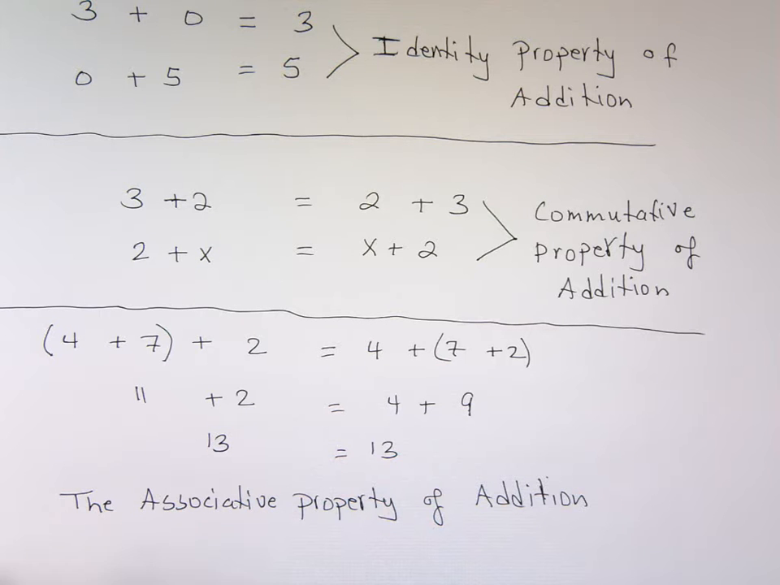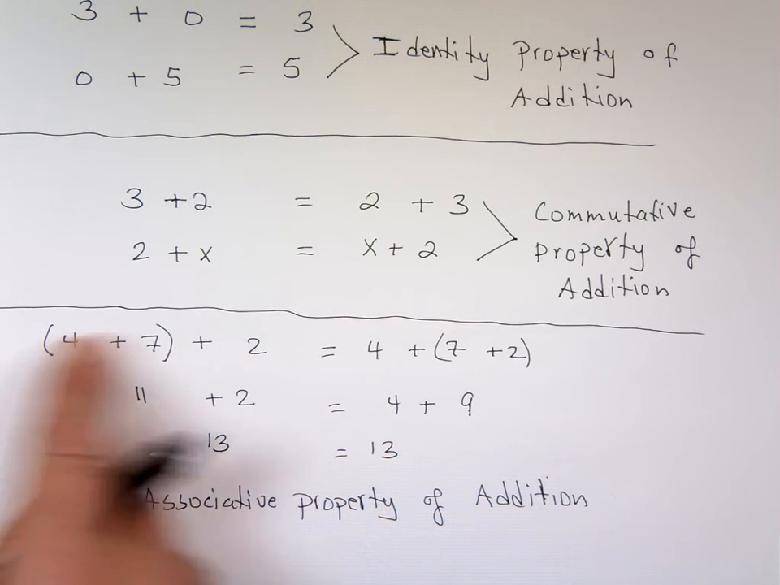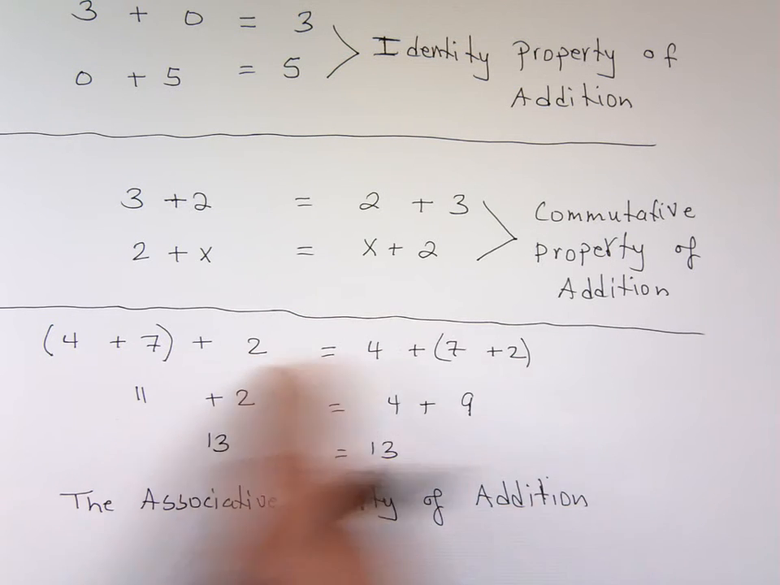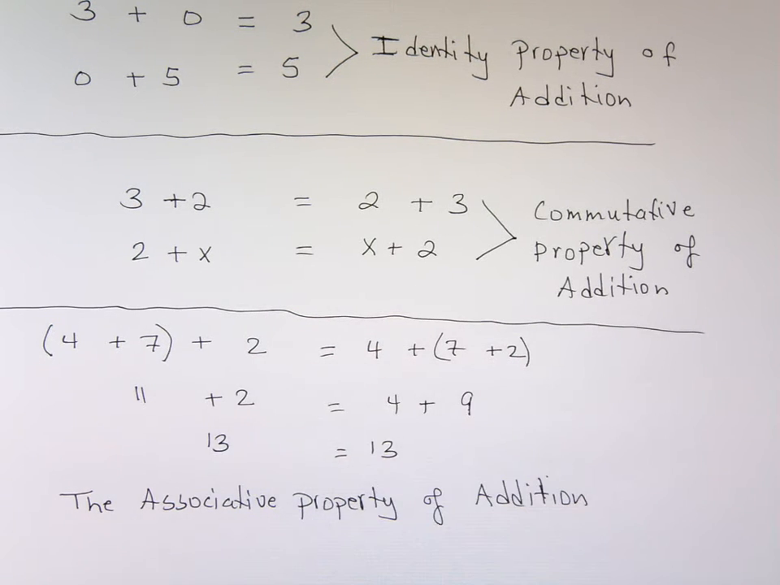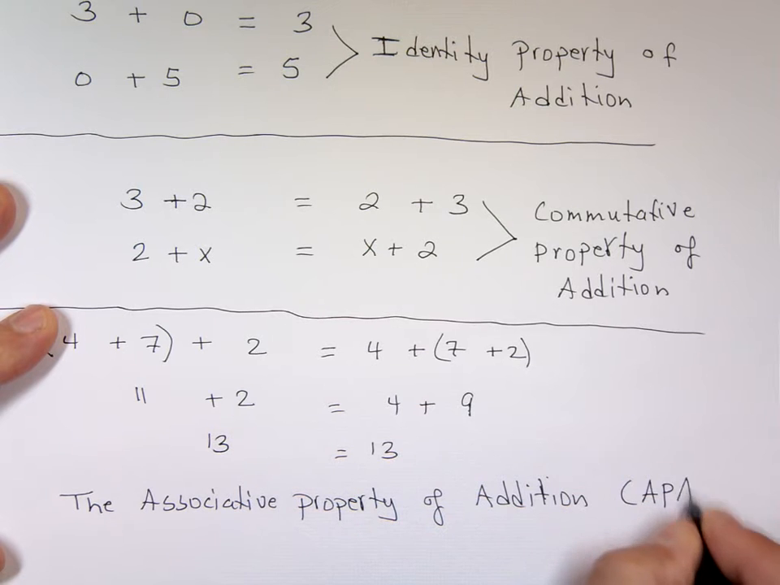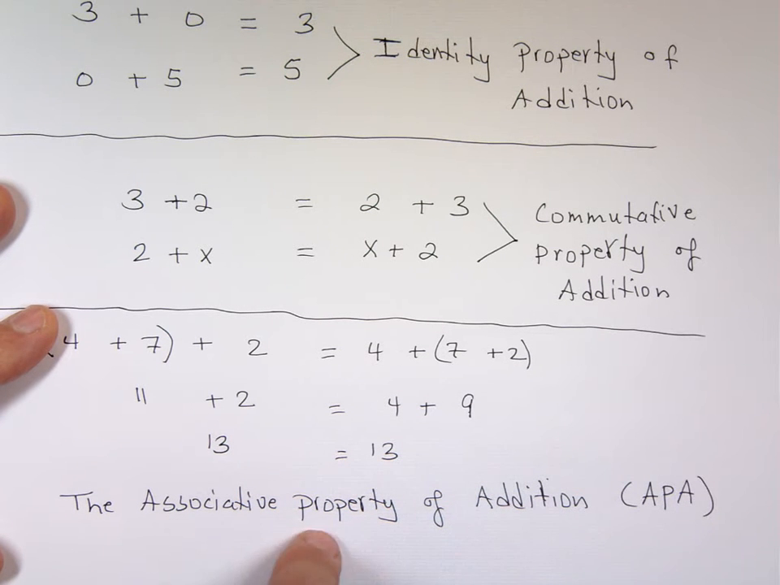The key thing to that one, notice the order stays the same. See how the order is not changing? The 4, the 7, the 2. All we do is change the grouping. So sometimes we call that APA, associative property of addition.